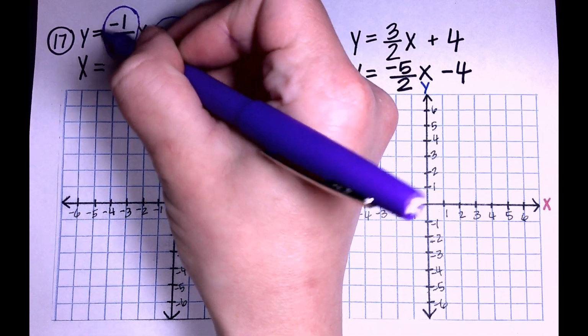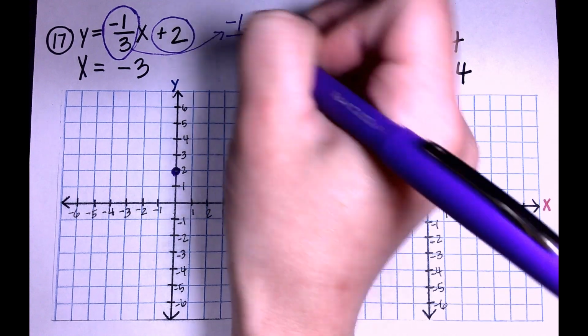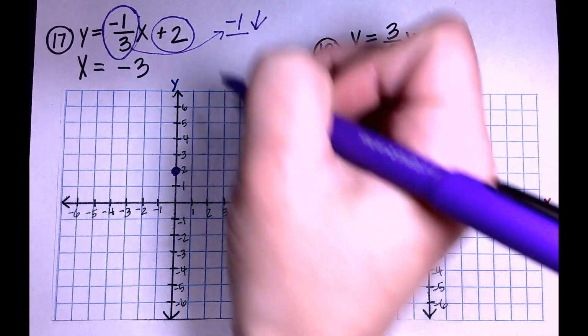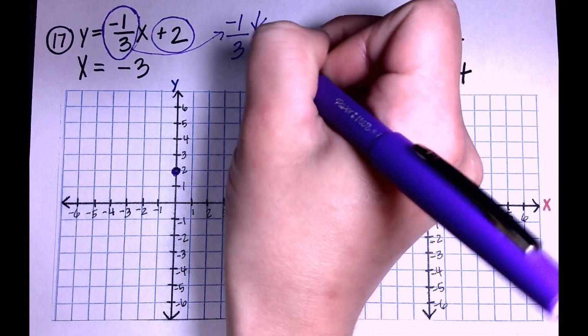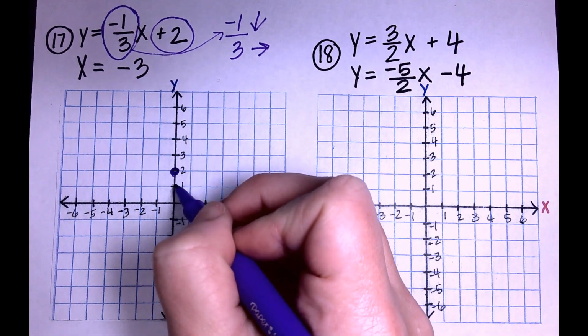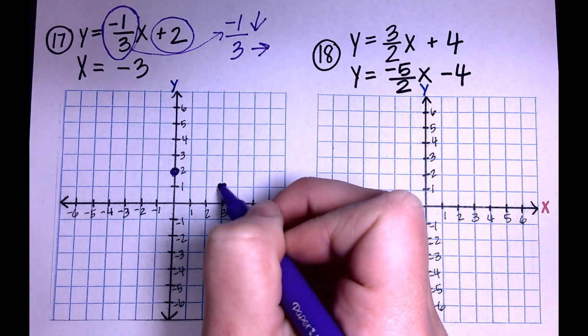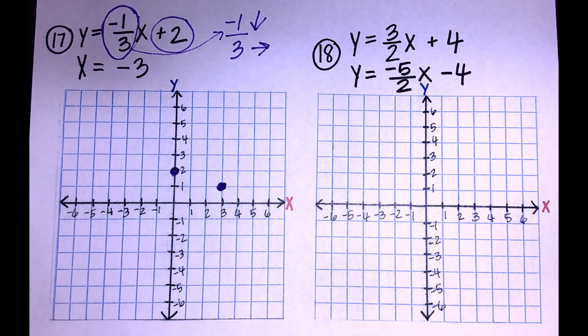Perfect. I'll use my slope, which is negative 1/3. That tells me, since it's negative 1, I'm going to go down 1, positive 3. I'm going to go over to the right 3. So down 1 space, over 1, 2, 3. There's my second point. Perfect.